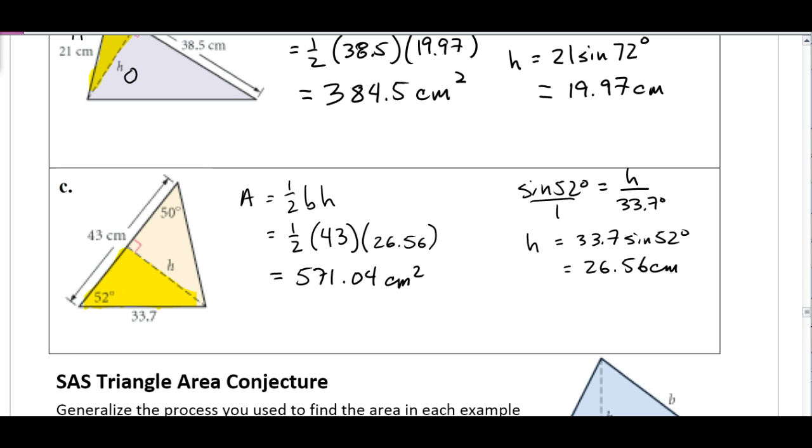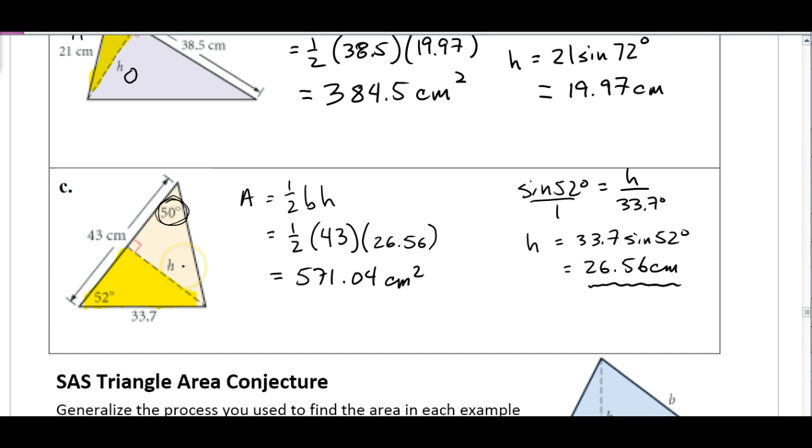Here's the solution for part C. Hopefully for the height you got around 26.56 centimeters. And then when you plug it back in, you get 571.0 centimeters squared. Notice how this was some extraneous information. We couldn't really use the 50 because if I use this top right triangle, I would need to know what that right side was, and we don't know that, so we need to use the highlighted triangle on the bottom to get the height.